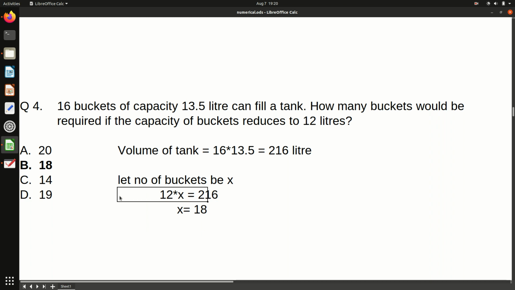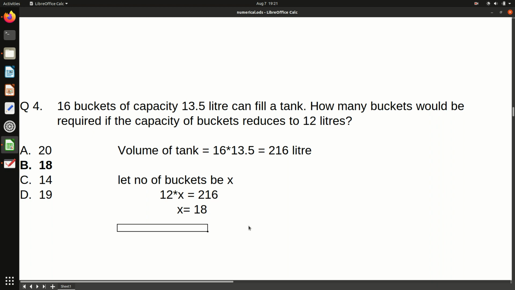Okay, so you can see just a few lines were there, but we have to understand the logic. We had to fill one tank and this was the initial one, so we calculated the volume. Now it is saying that we reduced the bucket size, and the number of buckets we took is x. Since we have to fill the same tank, the volume will be the same, and then we calculated x.